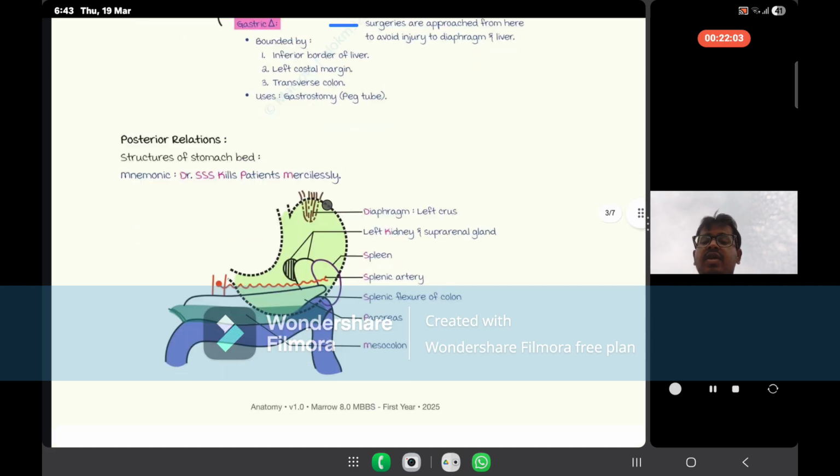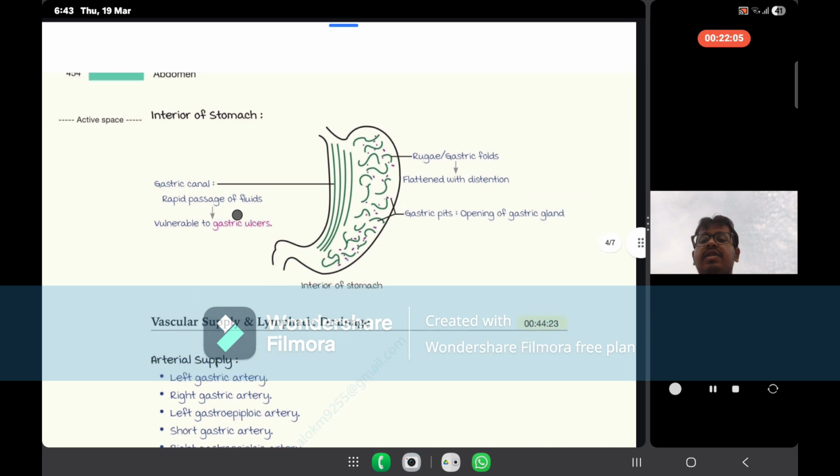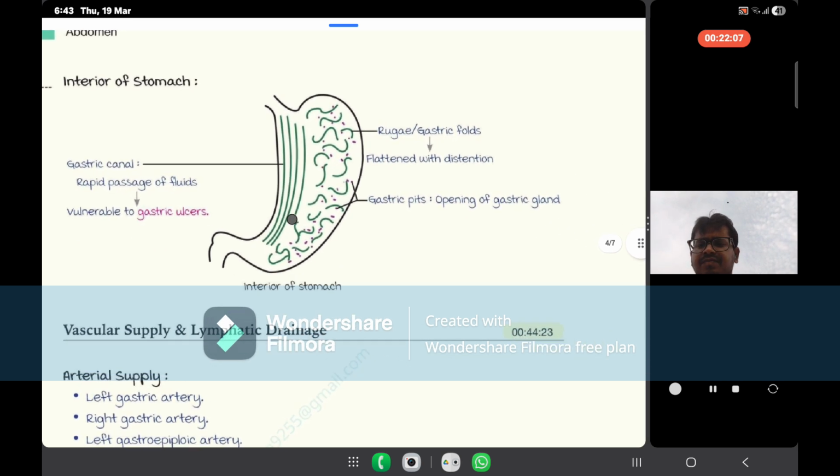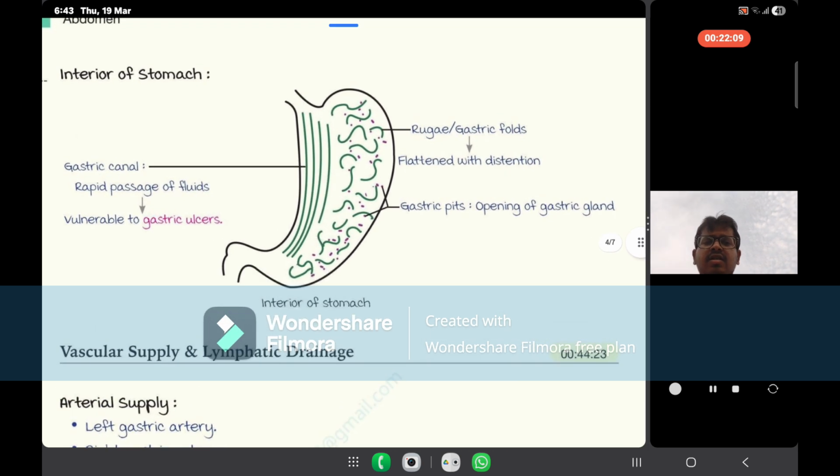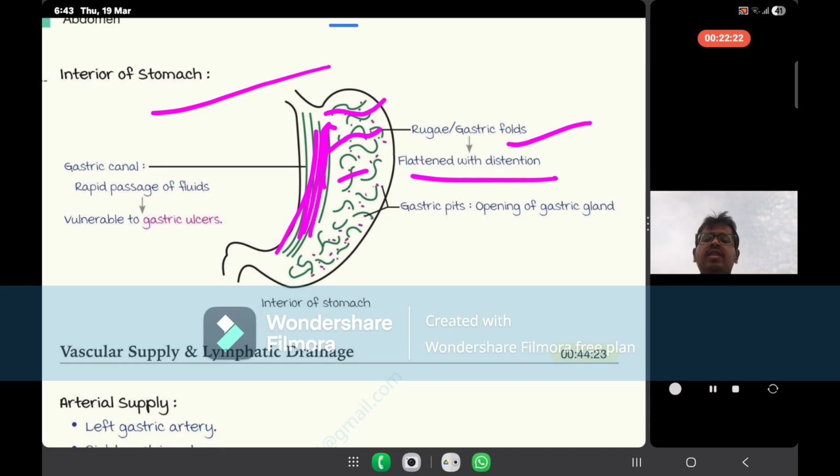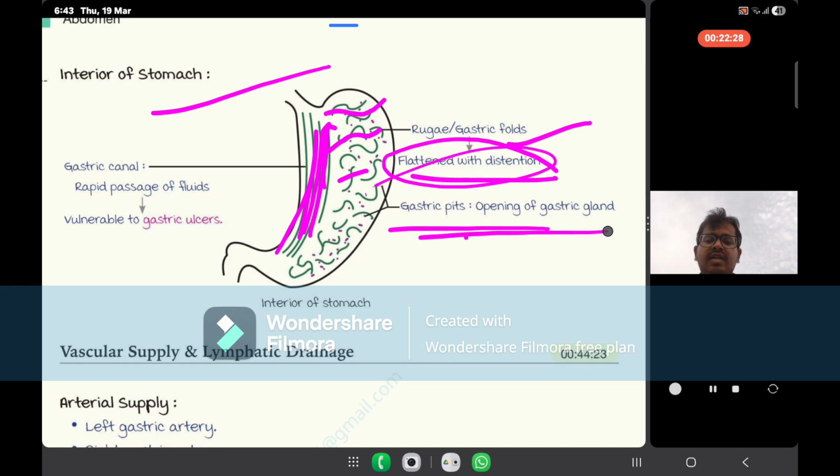We see the posterior relation. We have already seen that, and now we will see the interior of stomach. What does it actually mean by the interior of stomach? Interior of stomach, this is the gastric canal. This is rugae, the gastric fold. This is flattened with distension. When the stomach is flattened, it is flattened with distension. And gastric pit, opening of gastric gland.